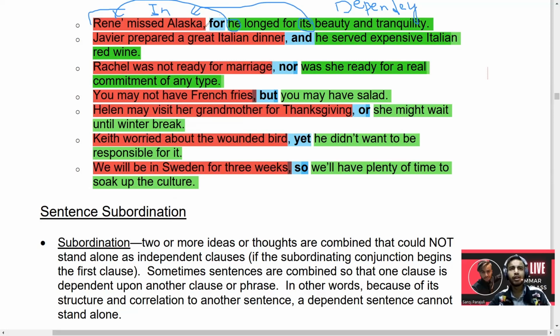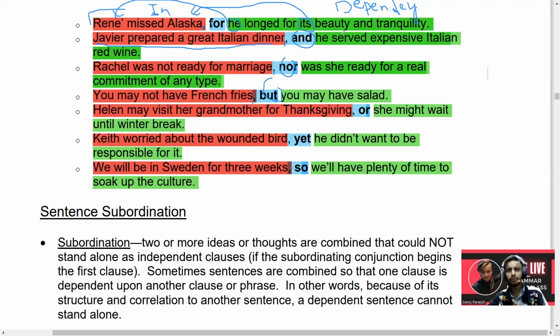Not only fan, we used comma and for. You can see other examples: comma and, comma nor, comma but. Okay, let's try to identify again. Xavier prepared a great Indian dinner. Let's see, guys. It is not dependent on anything else. Can you see? It is giving a complete thought, complete meaning. So it is an independent clause.